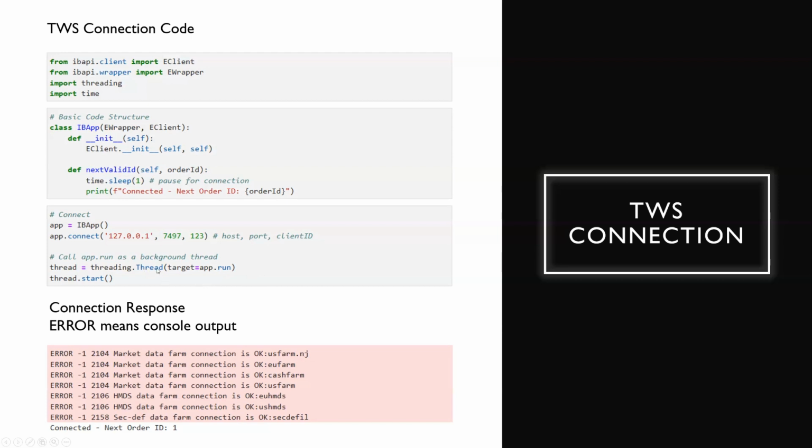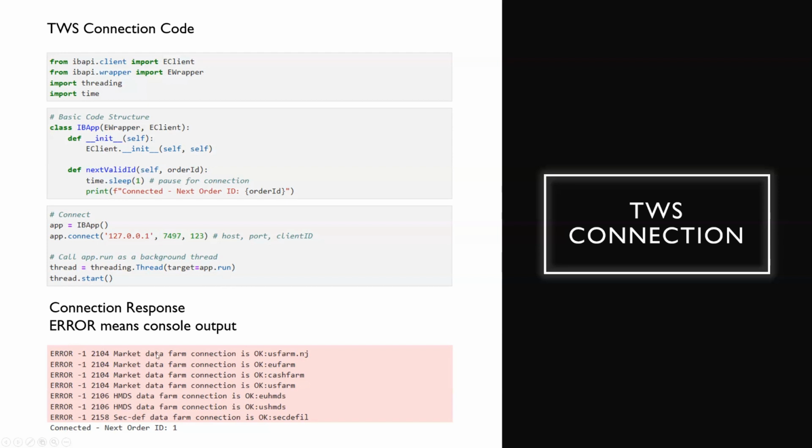So we run it as a thread in the background instead, so that we can get on with other things, because of the asynchronous nature of things. And then the running will be listening for responses coming back from eWrapper, and that'll be run in the background so that you can continue to do other things. Then we do thread.start, that triggers the app.run, and then you start getting back the connection messages, which you see here, and then you can see you're connected with the next order ID.